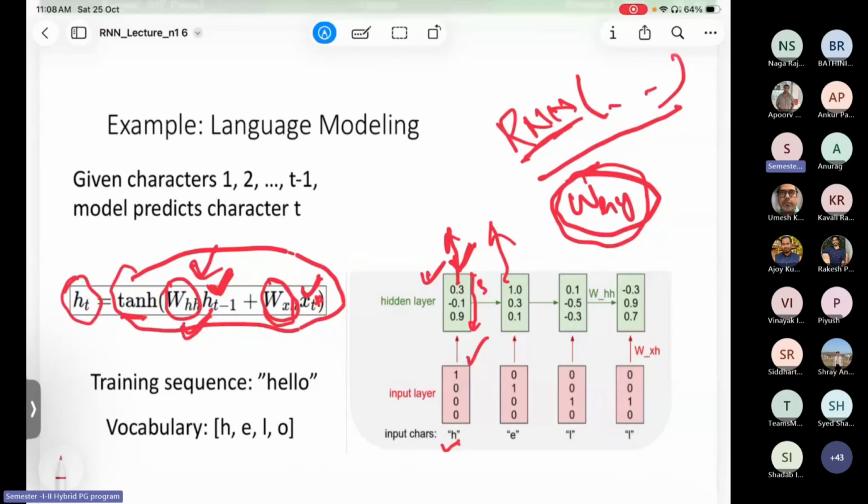Taking the H, it will predict E. Taking the E, it will predict L. Taking the first L, it will predict the second L. Taking the second L, it will predict the O. So that's why we have four. Every character is giving you a state, and then at every state you are predicting the output. So you have W_hy sitting at every place here. They are the same copy. That's the beauty, because it is less in terms of parameters. Okay, sir. Understood. Thank you, sir.